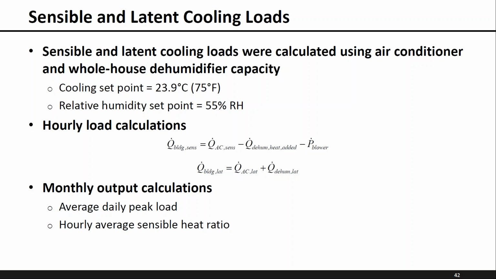We used these hourly calculations in two ways. One was to get at average daily peak loads on a monthly basis. And as you'll see on plots in the next section, we basically took the peak loads for every day of a given month and calculated the mean for a particular house. The next was just simply taking the average of the hourly sensible heat ratios to come up with a monthly mean.